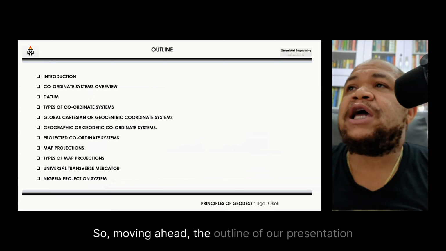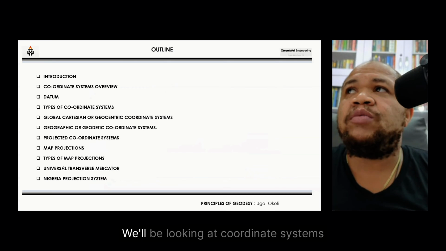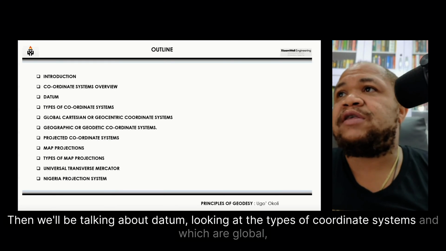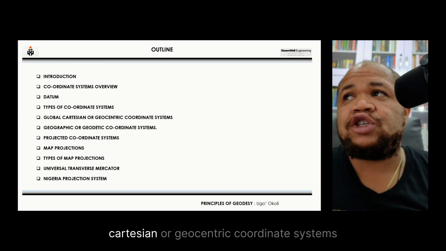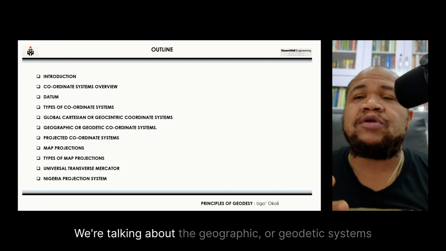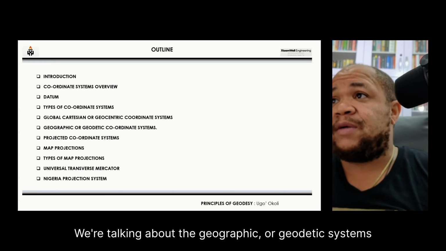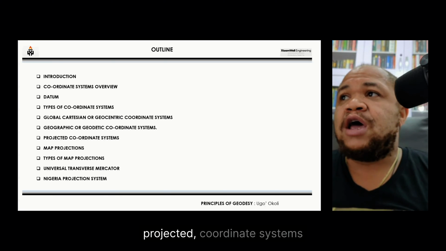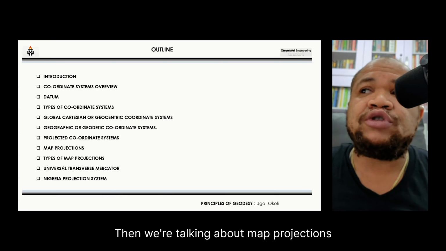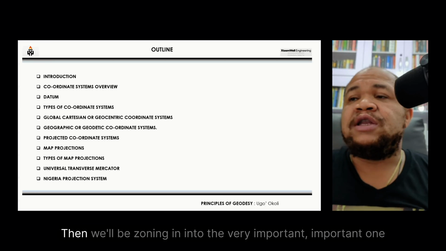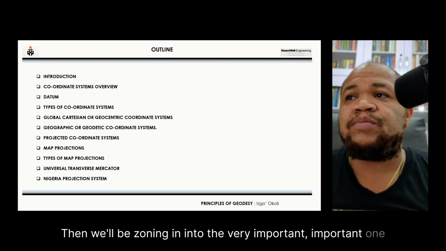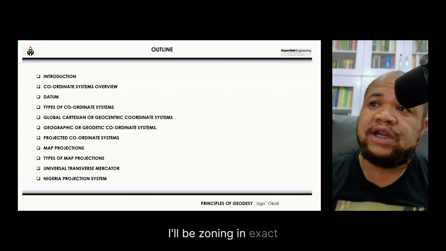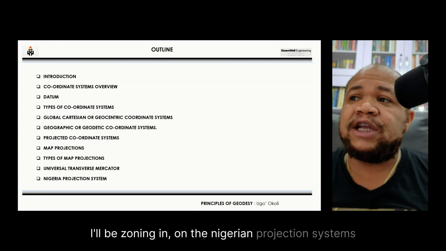So moving ahead, the outline of our presentation will be introducing the topic, we'll be looking at coordinate systems, then we'll be talking about datum, looking at the types of coordinate systems, which are the global, Cartesian or geocentric coordinate systems. We're talking about the geographic or geodetic systems. Then we're looking at the very important one, which we use as drilling engineers, which is the projected coordinate systems. Then we're talking about map projections, talking about types of map projections. Then we'll be zoning in on the very important one, that's the Universal Transverse Mercator. And so I'll be zoning in on the Nigerian projection systems.